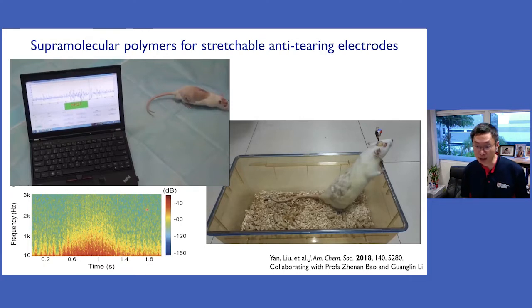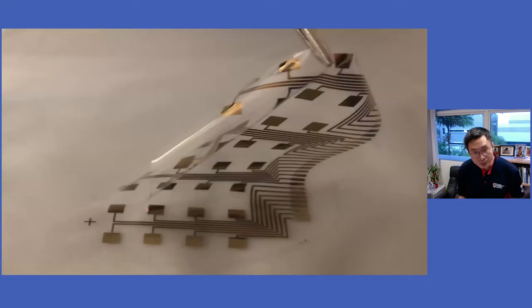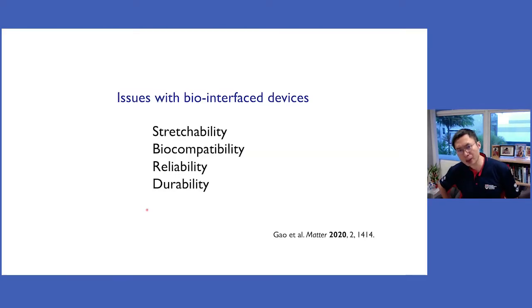And this is the mouse. Now we are working on human trials to see whether this electrode can be used for long-term implementation. Of course, not only a continuous film, if you use a mask, you can also fabricate stretchable arrays. This is also very useful, based on this trap approach. Okay, so this is about stretchability, but of course we are also handling other issues about biocompatibility, reliability, and durability.